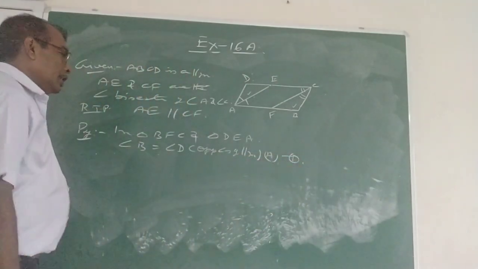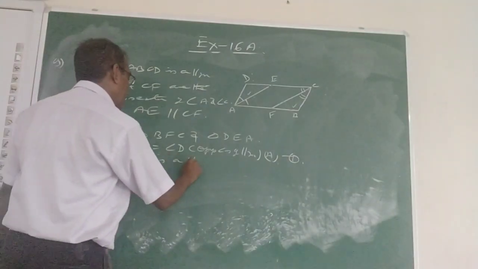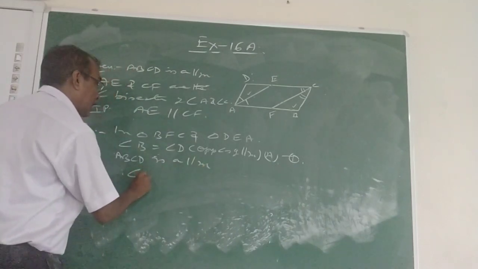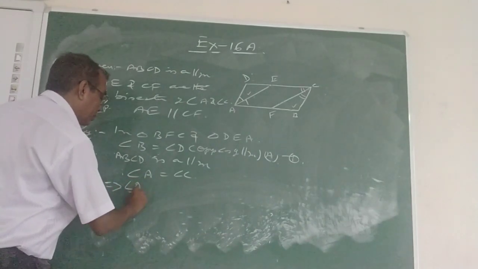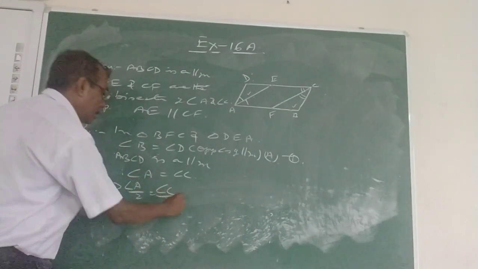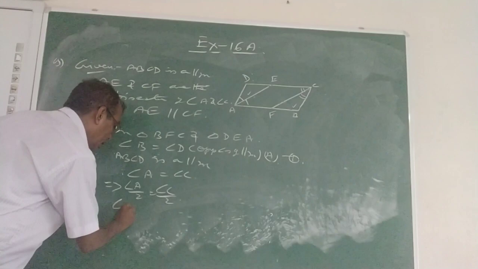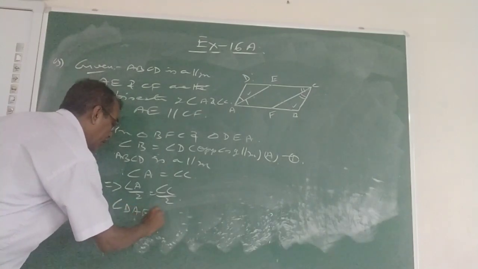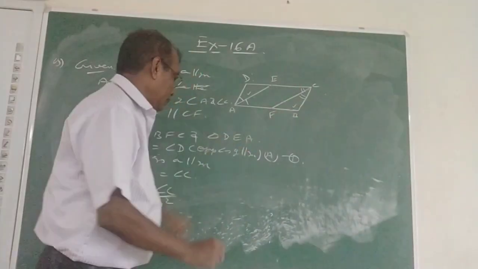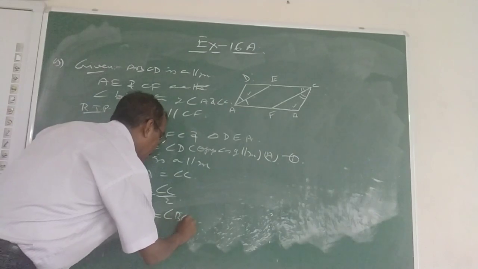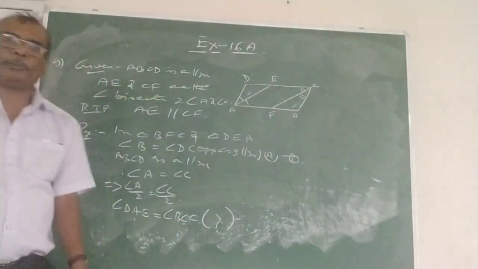Since ABCD is a parallelogram, in a parallelogram opposite angles are equal. This angle A and this angle C are equal. This implies angle A by 2 is equal to angle C by 2. And what is angle A by 2? Angle BAE is equal to C by 2, which means angle BCF. You have to write the reason: since AE and CF are the angle bisectors.